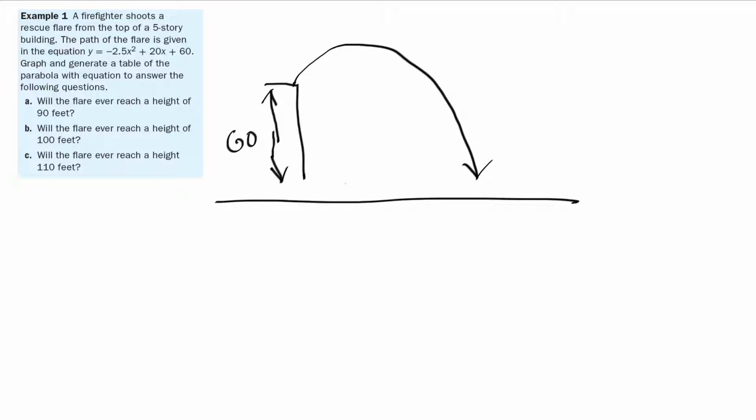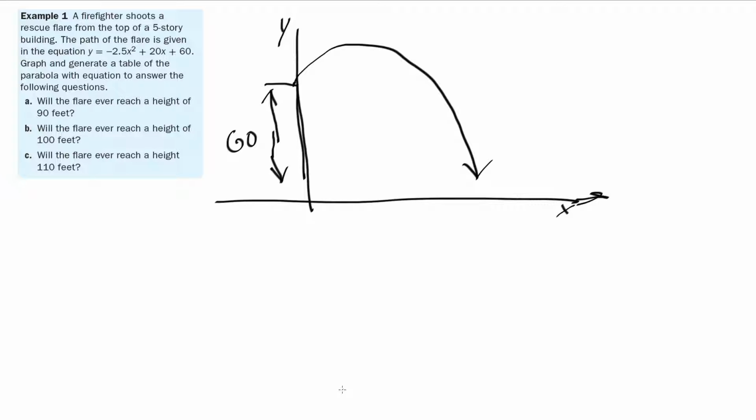So from an axis standpoint, this is our y-axis, this is our x-axis, and so we have some initial height where it started on the y-axis when x was 0, and then we head on out from there. Okay, so here's our question. Graph and generate a table of the parabola with the equation to answer the following questions. Will the flare ever reach a height of 90 feet? Will the flare ever reach a height of 100 feet? And will the flare ever reach a height of 110 feet?